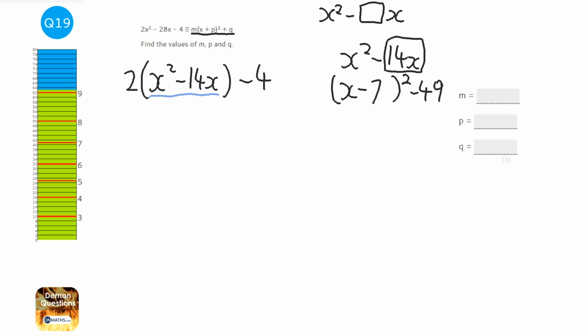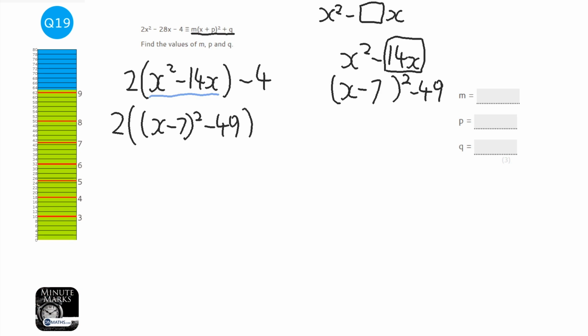So I'm going to replace that with what I've just found out that it is. x minus 7 squared minus 49. Now, I have that minus 49 on the inside of the brackets. And I want to collect that with the minus 4 on the outside of the brackets. So I'm going to just expand the big brackets. So I'm going to times the x minus 7 squared by 2.